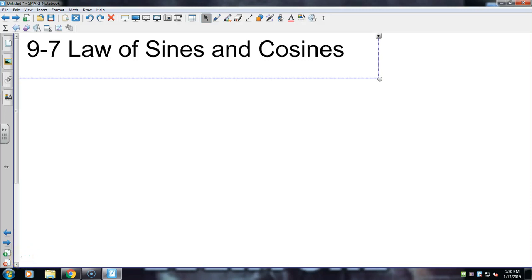Right, geometry. This is going to complete chapter 9. This is chapter 9, section 7, law of sines and cosines. We're going to do 3 examples today.